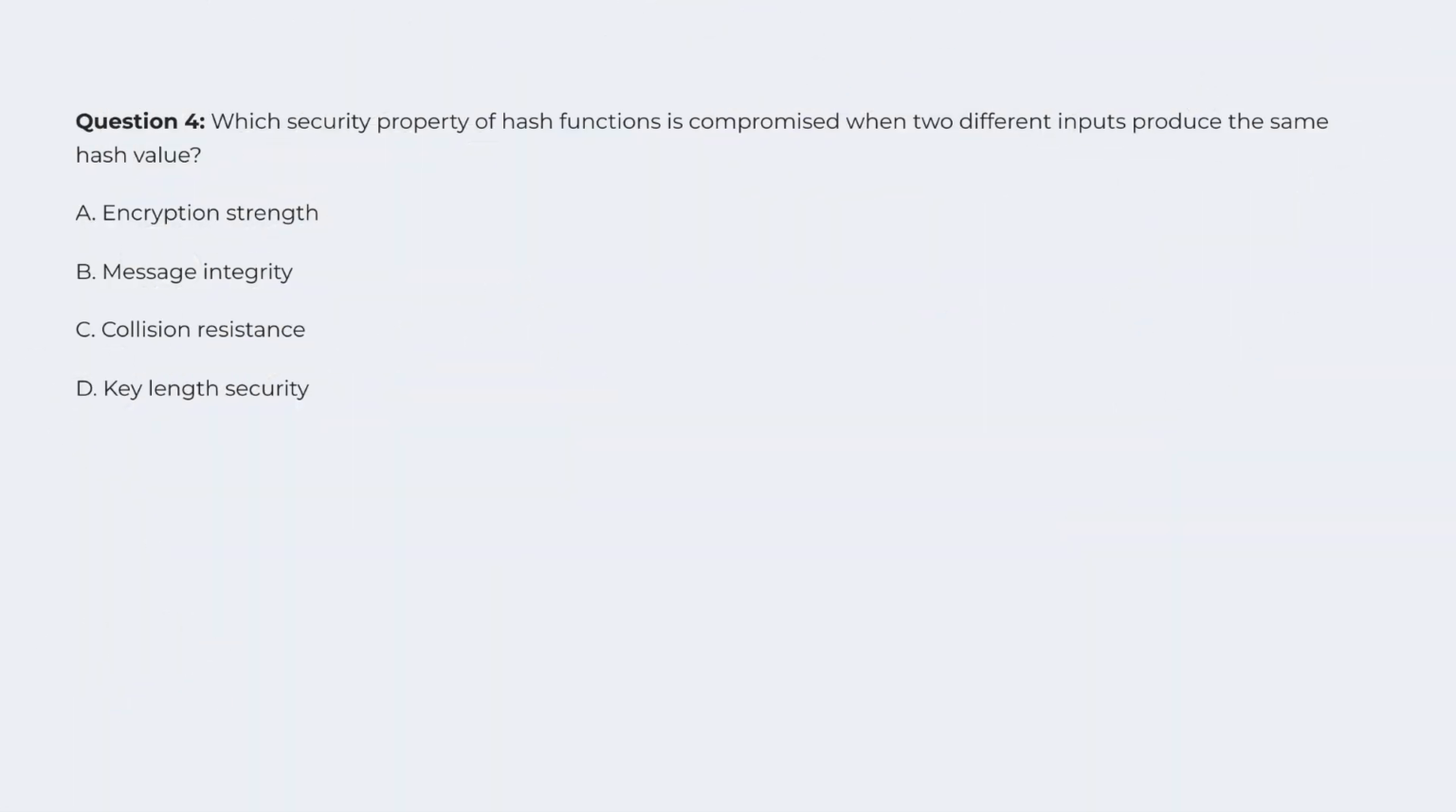Question 4. Which security property of hash functions is compromised when two different inputs produce the same hash value? A. Encryption strength. B. Message integrity. C. Collision resistance. D. Key length security.